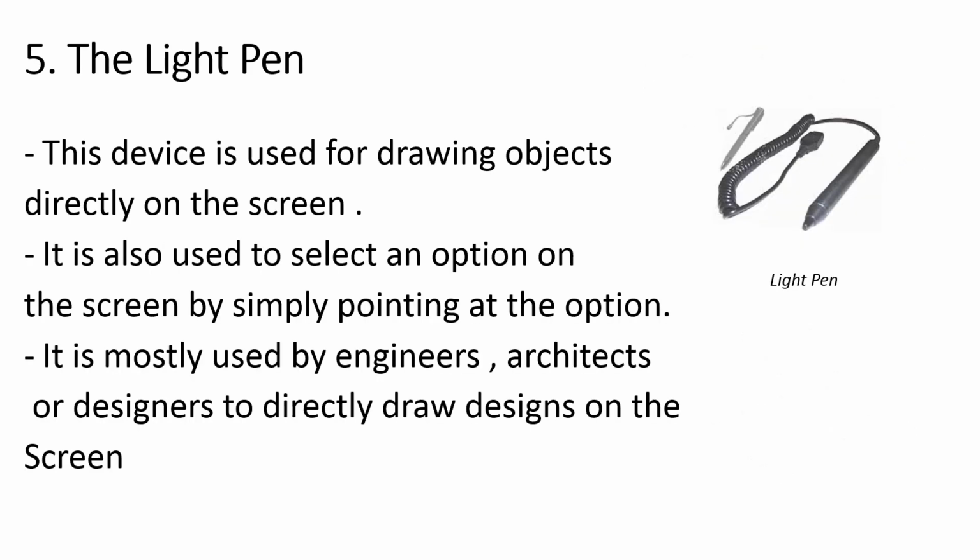The next device is the light pen. Now, this device is used for drawing objects directly on the screen. With the help of the light pen, we can draw the objects that we want directly on the screen without using the mouse or keyboard. It is also used to select an option on the screen by simply pointing at that option.